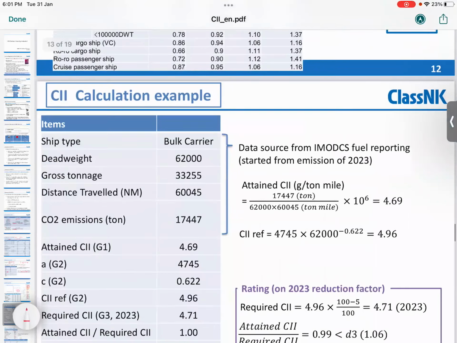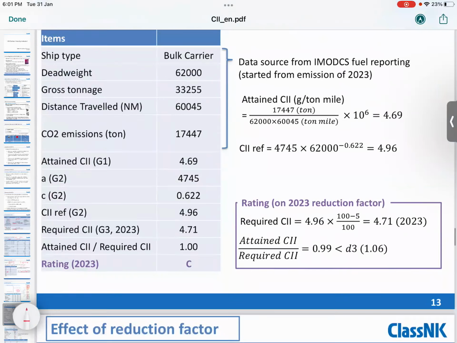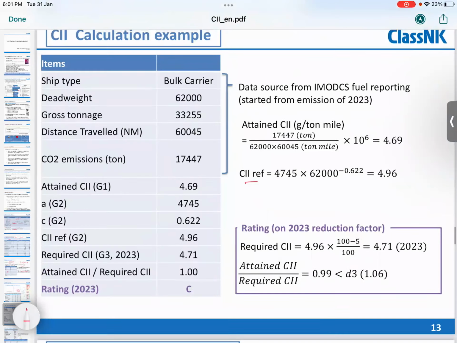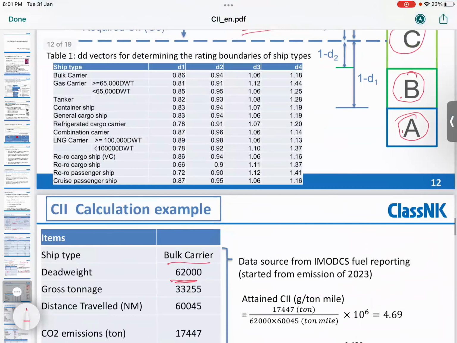Okay, so they have taken an example, right? Let me take an example, look. The CII reference value is A into B to power minus C. The ship type is bulk carrier, deadweight is 62,000. It is a bulk carrier, right? I'll just show you how the calculation is done. We will first find the reference value. So the reference value is for a bulk carrier. I'll open the table and look for a bulk carrier.